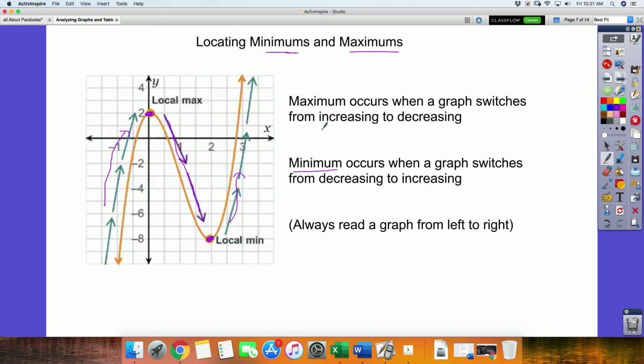So in this problem, our maximum is going to occur when x is 0, y is 2. And our minimum occurs when x is 2, y is -8. And this is the first time where we actually get to use the actual coordinates.